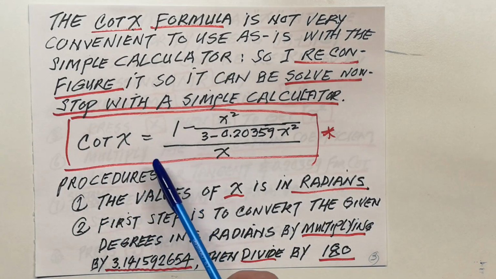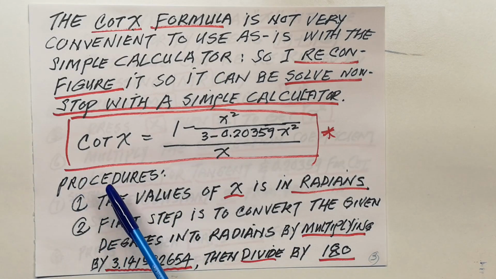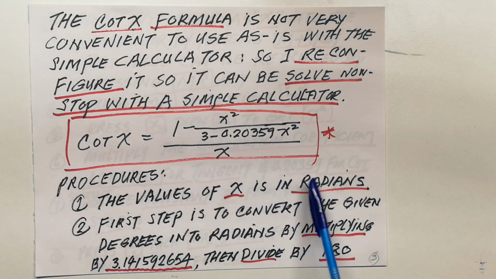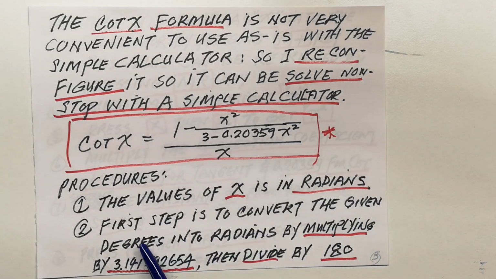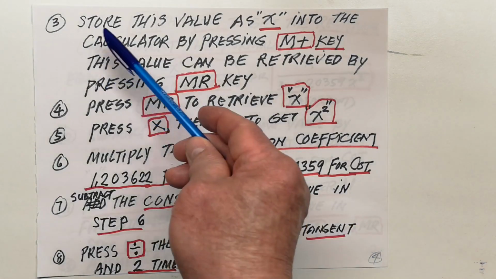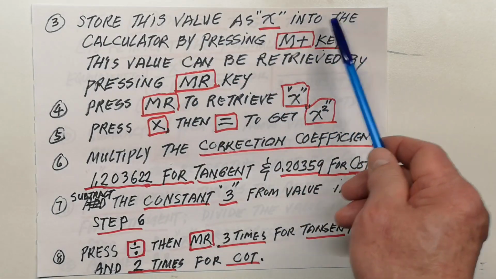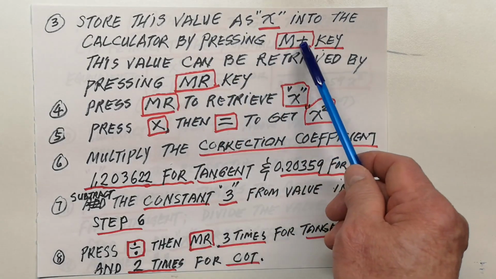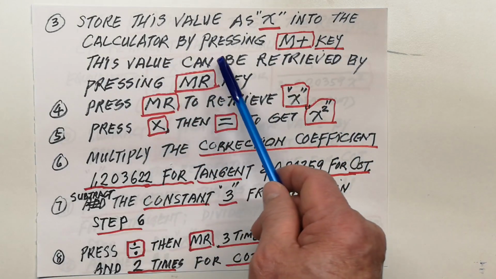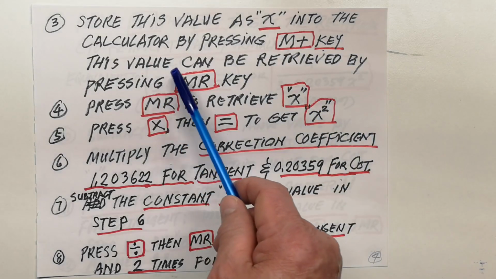And the procedure for solving these tangent and cotangent is: number 1, the value of x is in radians. The first step is to convert the given degrees into radians by multiplying by 3.141592654, then divide by 180. Store this value as x into the calculator by pressing the memory plus key. This value can be retrieved by pressing the MR key.